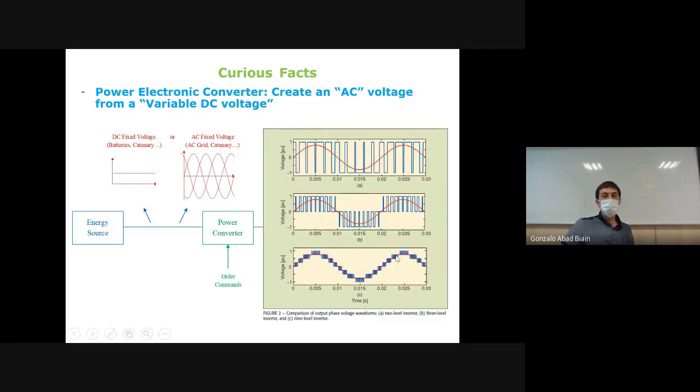Here you have a picture. The more levels you have, the closer the similarity to sinusoidal voltages. But in the end, we are supplying AC machines with DC voltages, DC voltages of different amplitude that are switching at very high frequency, and the machine interprets these voltages as if they were AC, with dominant harmonics.